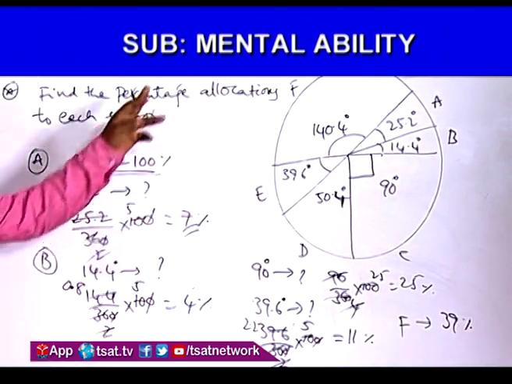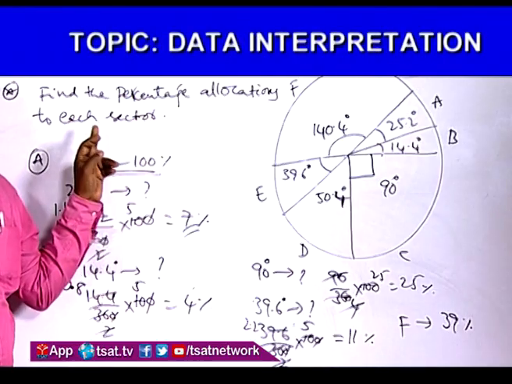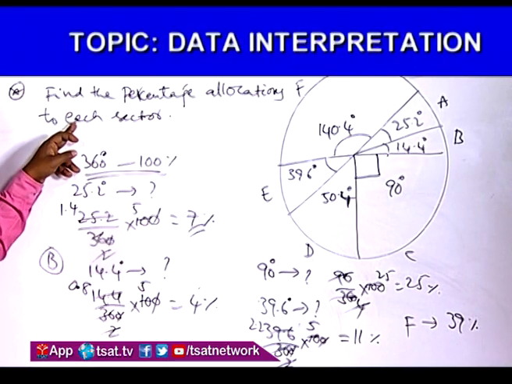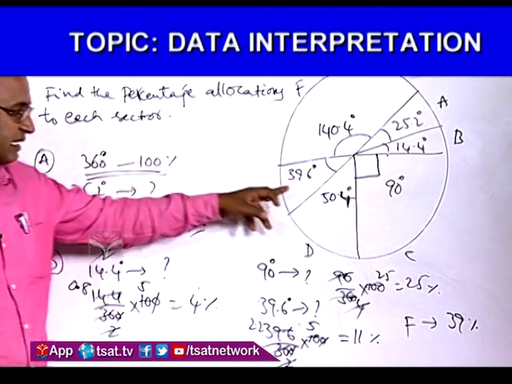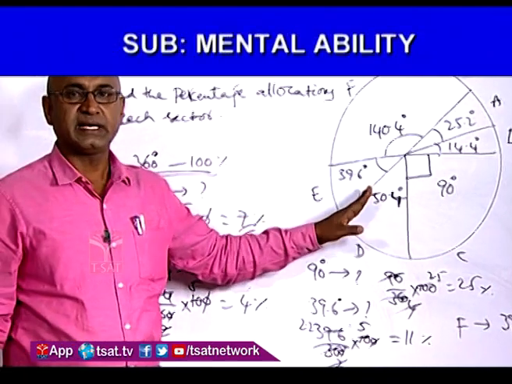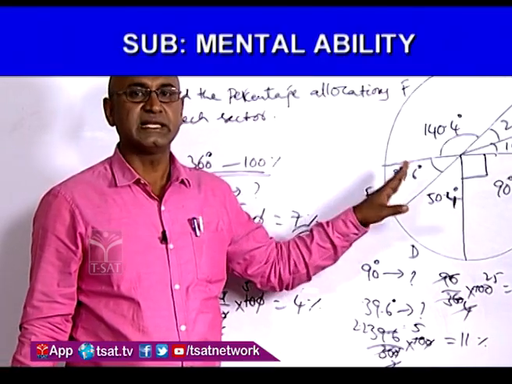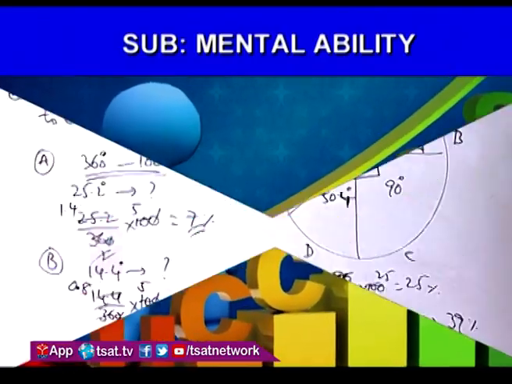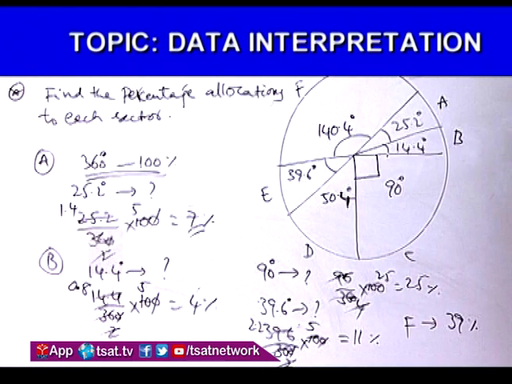So it is the problem given in the Civil Services 1996. Here the second question is like this. What is the percentage allocation to each sector? Here the allocations are given in degrees. We have to convert them into percentages. So what is the main condition here? The total angle in a circle is 360 degrees. If 360 degrees is 100%, then what is the percentage of an individual sector?